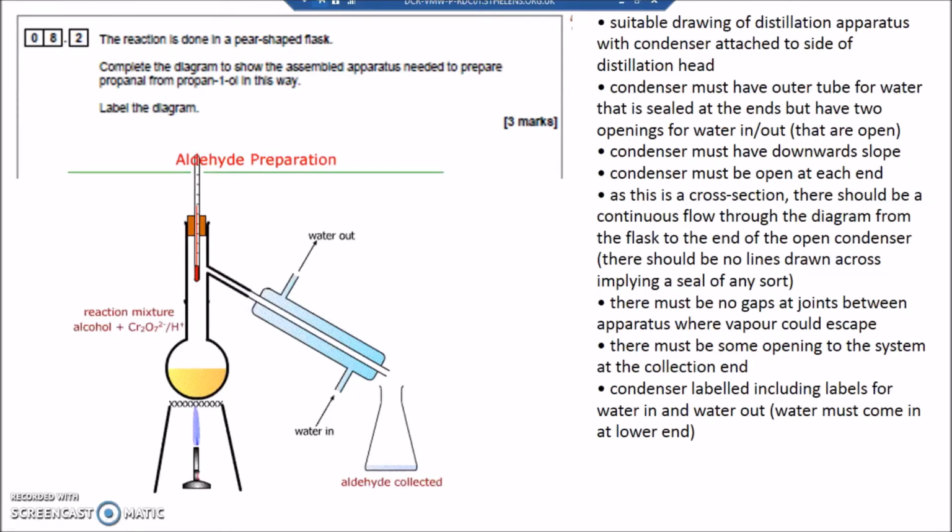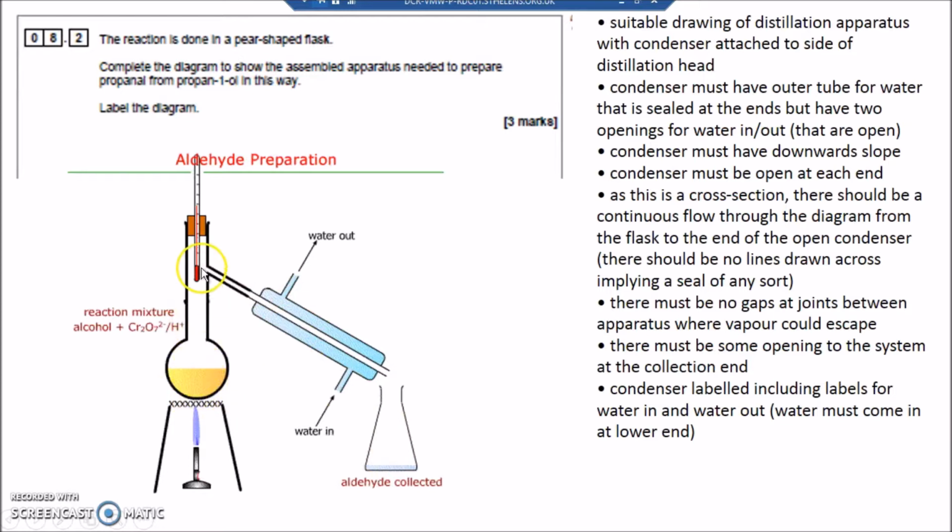Complete the diagram to show the assembled apparatus needed to prepare propanal from propan-1-ol in this way. Well, we're going to have different boiling points, so you're going to have to use distillation. So you're going to have a flask and some kind of bung or a still head with the thermometer in it, a condenser with water in at the bottom and water out, and then some kind of flask. Preferably it'd be cooled as well, so that you reduce the amount of evaporation from your product and increase the yield. But that's broadly the apparatus.